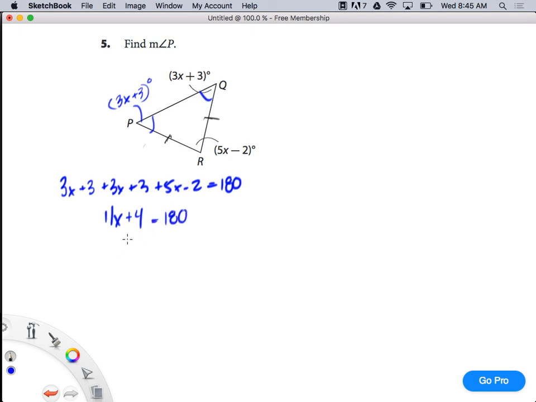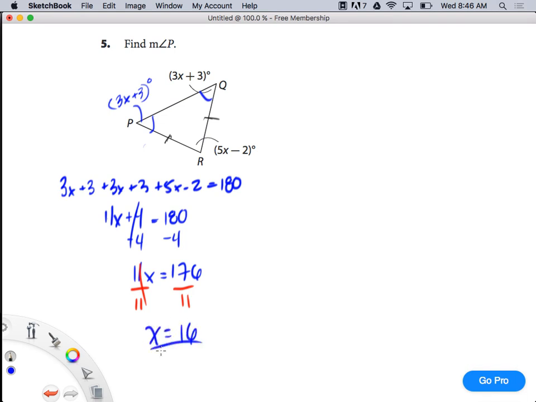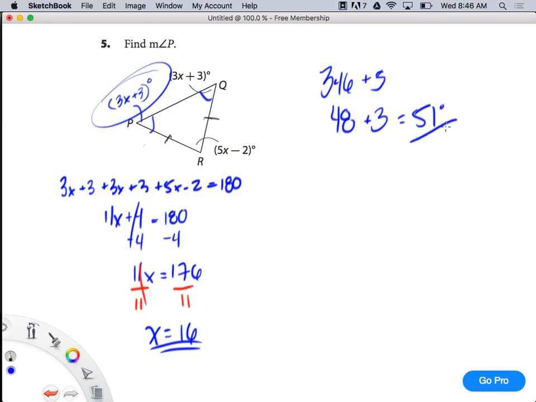Subtract 4 from both sides. I get 11x equals 176. Divide both sides by 11. And I get x equals 16. It says find the measure of angle P. That's that one. So I do 3 times 16 plus 3. 3 times 16 is 48, plus 3 is 51. So the measure of angle P is 51 degrees.